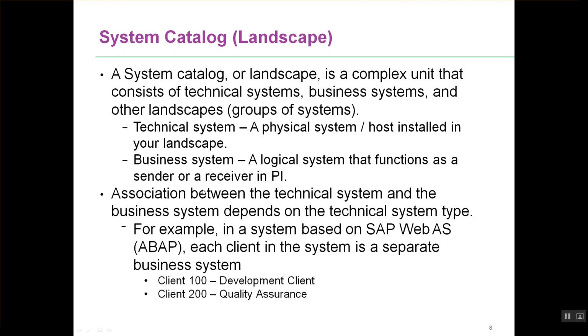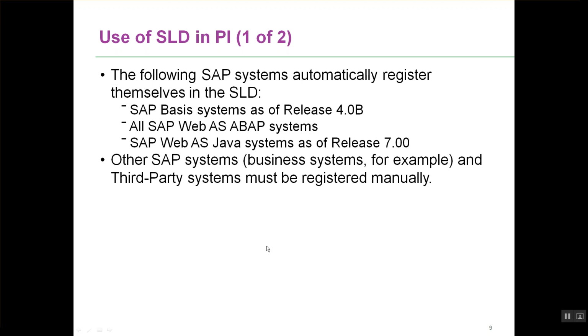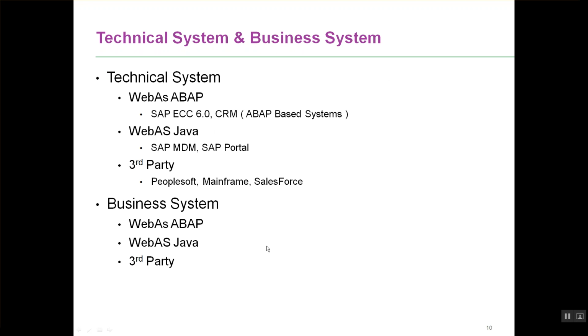So this is what is mentioned here. A technical system is a physical system, a business system is a logical system. The association between the technical system and the business system depends upon the technical system type. In an SAP web-based ABAP system, each client can have one particular business system, whereas in the case of a Java system, it is a 1:1 relationship.